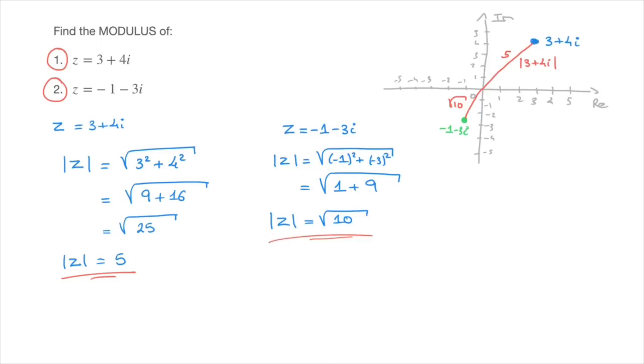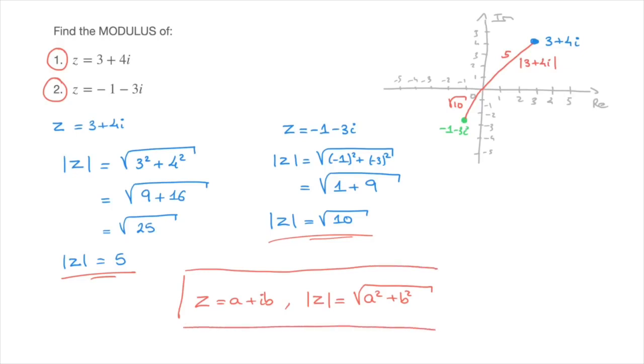In general, given a complex number z that's equal to a plus ib, its modulus, written as |z| between two vertical lines there, is equal to the square root of a squared plus b squared. And there we have it. We now know how to calculate the modulus of a complex number. And that's it for this tutorial.